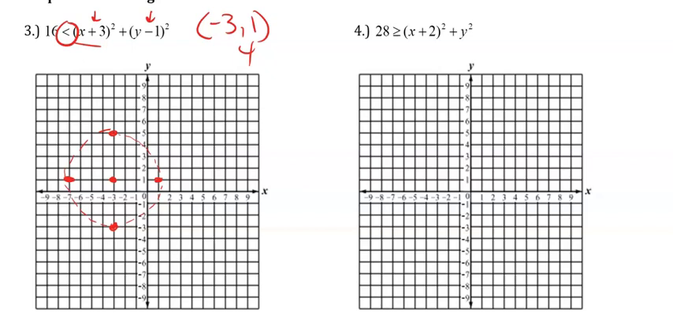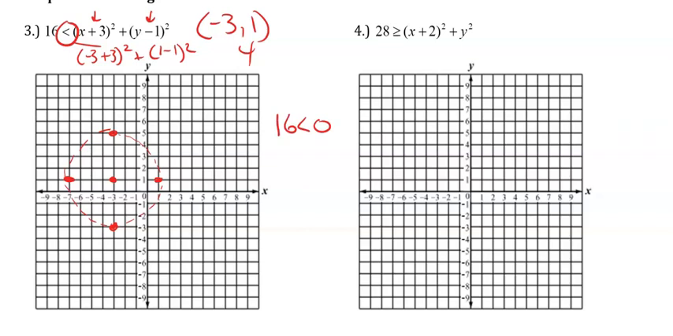So if I put in -3, I've been doing 0, 0 always because that's what I did in Algebra 1. But if you put in -3 plus 3, that gives you 0. And if you do 1 minus 1, that gives you 0, which is nice. So the center is always going to make that be 0. So you would end up with 16 is less than 0.